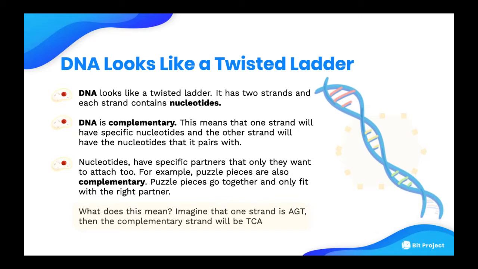Nucleotides have specific partners that only they want to attach to. For example, puzzle pieces can also be complementary. Puzzle pieces go together and will only fit with the right partner. So what does this all mean for our DNA? Imagine that one strand of the DNA is AGT. So the other strand on the opposite side, or the complementary strand, will be TCA, because those are the nucleotides that pair together.